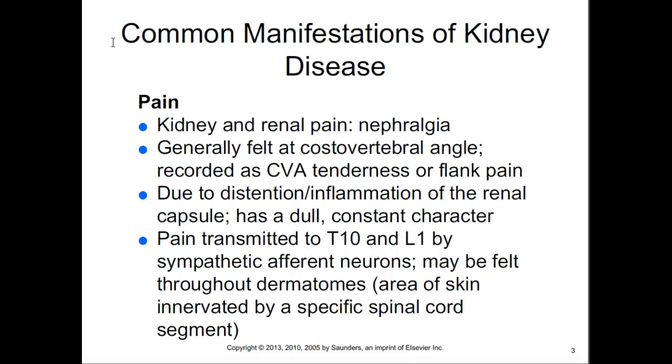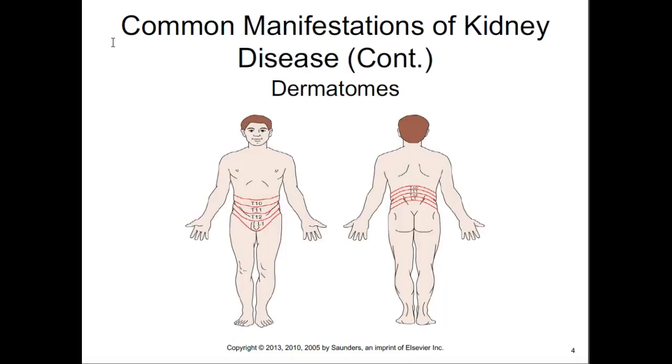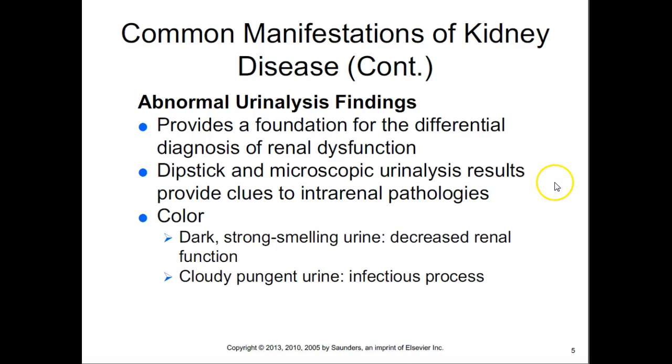Right? It's usually due to some sort of inflammation or distension of the renal capsule. Remember, the renal capsule is a connective tissue that surrounds the kidney, and it has a dull but constant type of manifestation of pain. Pain is transmitted by T10 to L1 and by the sympathetic afferent neurons, right? And so may be felt throughout the dermatomes of the area that it is specifically innervating. You can see here, this is T10, T11, T12, and L1. So anywhere around there are the dermatomes that may be affected by kidney disease.